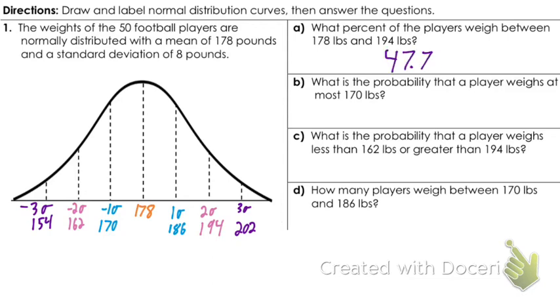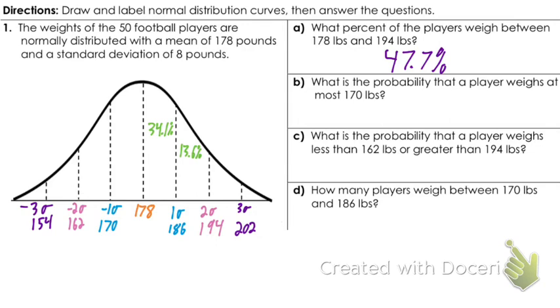Okay, the total would be for both of them 47.7%. Now, how we arrive at that is this is 34.1% and this is 13.6%. So because 178 to 194 covers that, you add them together, 47.7% are somewhere between 178 pounds and 194 pounds. That's about half of the team. A little under. Will fall somewhere between those two weights.